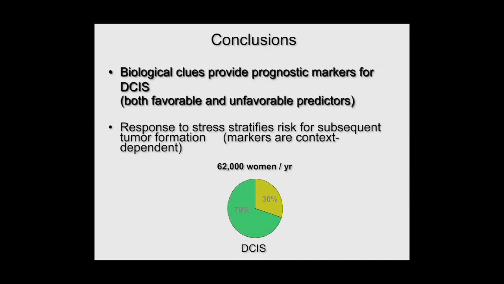This allows stratification. So now you can tell which women are in that green area and which women are in that yellow area. And so if somebody now gets diagnosed with DCIS, they can start to choose which options they want in terms of therapy. So what I've tried to tell you is that there's biological clues from studying these tissues that provide prognostic markers, predictive markers, for what DCIS is going to do, whether it's simply going to sit there or going forward to invasive disease. And it's the response to stress that stratifies the risk for what's going to be happening. So that gives us insights into what's happening with cancer.